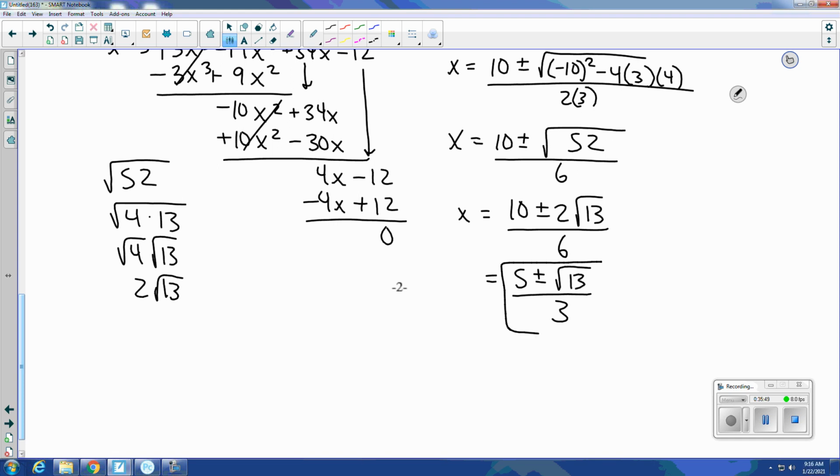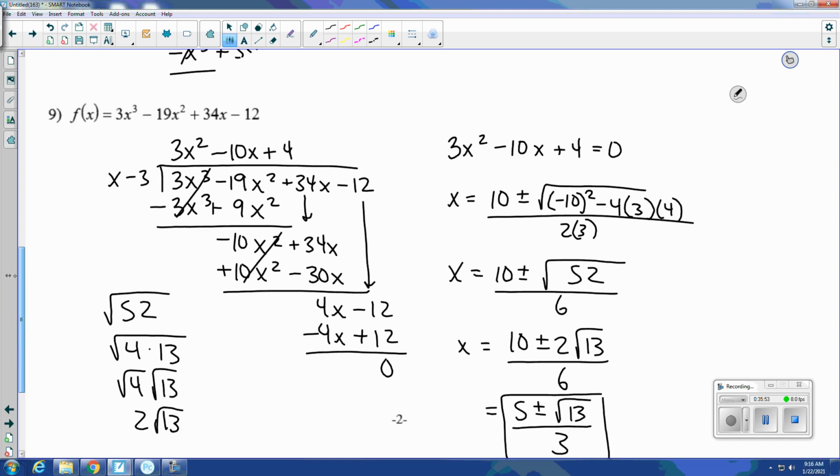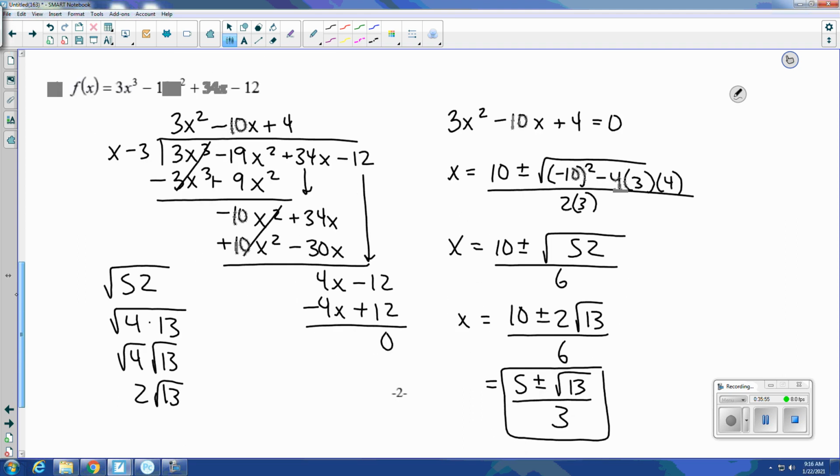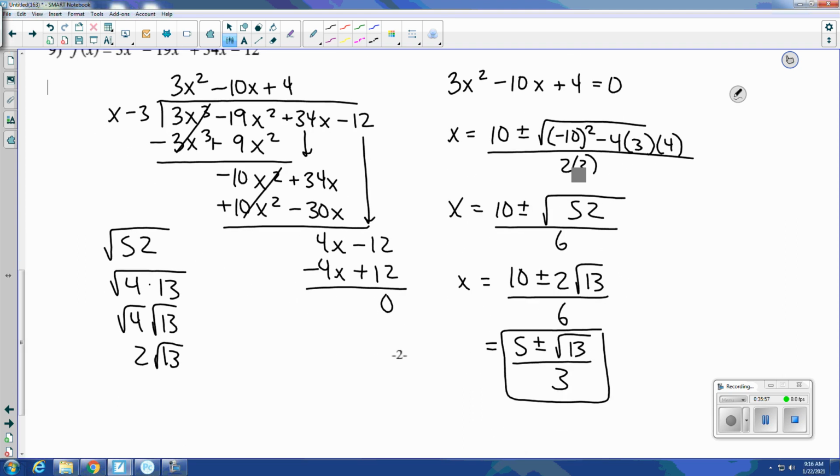Again, there are two solutions here because of the plus or minus. I found my first solution from the list, so I'll just add that in. So x equals this and x equals 3, and there are my three solutions.